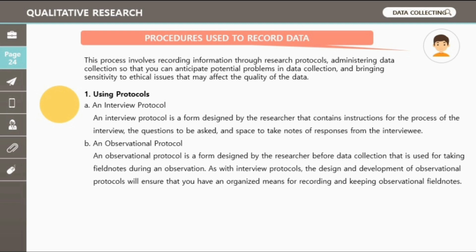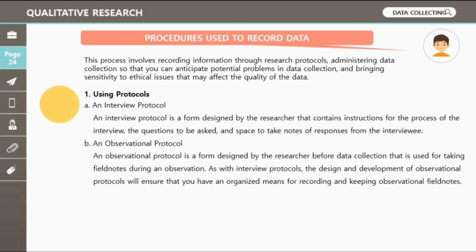First, an interview protocol. An interview protocol is a form designed by the researcher that contains instructions for the process of the interview, the questions to be asked, and space to take notes of responses from the interviewee.